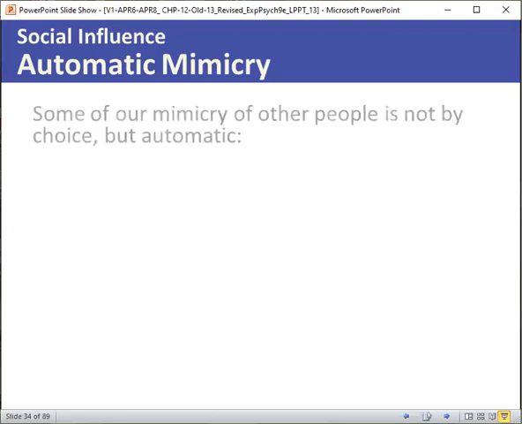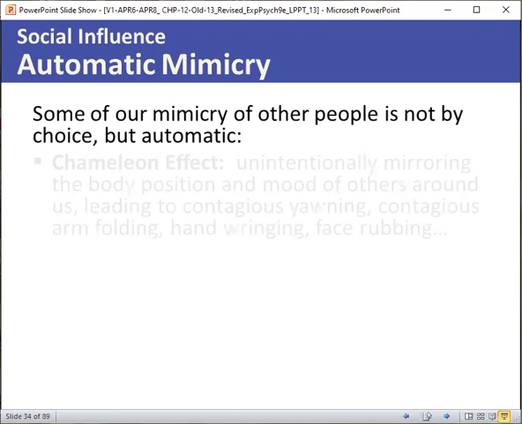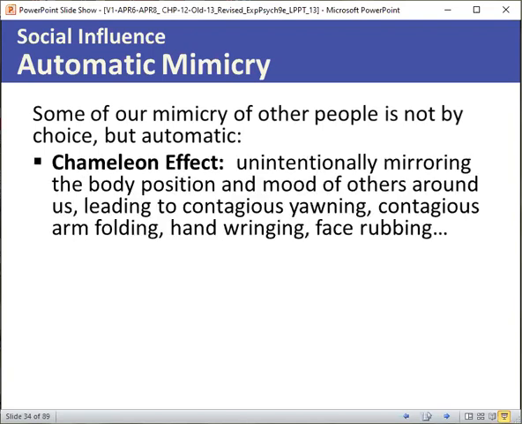So there's also automatic mimicry. Some of our mimicry of other people is not by choice, but automatic. We have the chameleon effect, unintentionally mirroring the body position and mood of others around us, leading to contagious yawning, contagious arm folding, hand wringing, or face rubbing. You may notice you do this sometimes yourself.